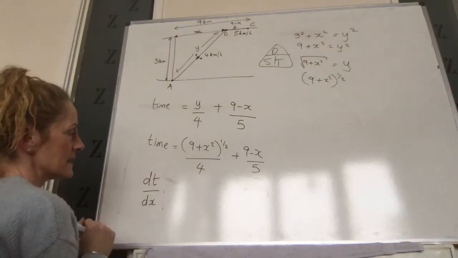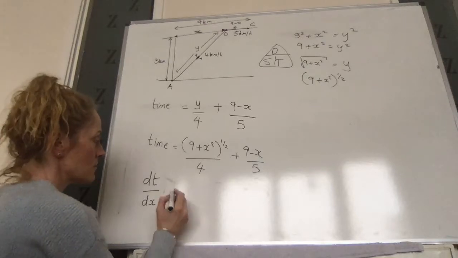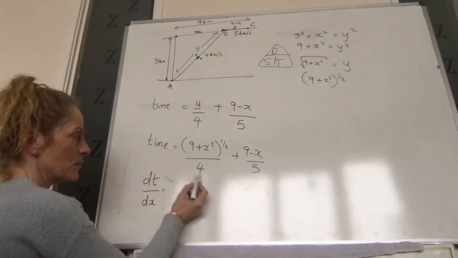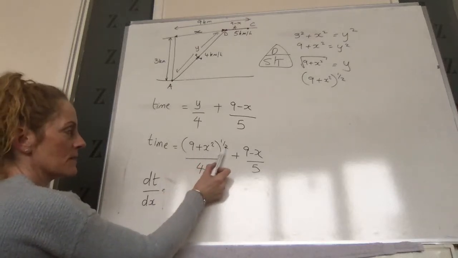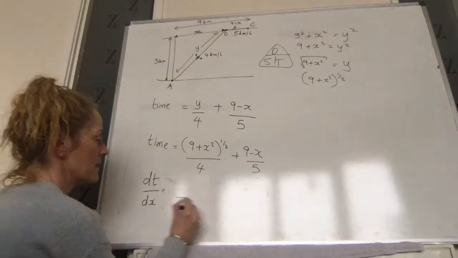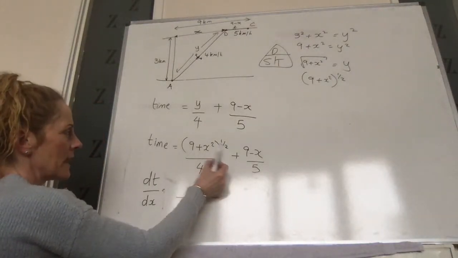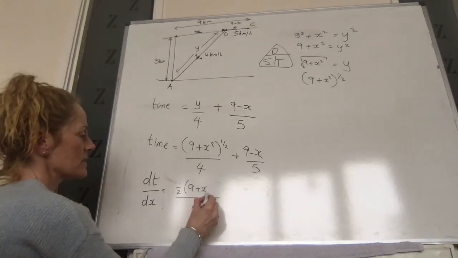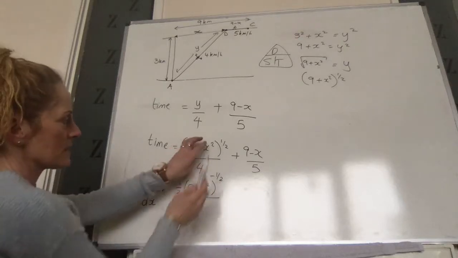So what is dt by dx? Well, the 4 and the 5 are just constants. If you want, you can regard them as a quarter as opposed to being 4. So that's really a quarter multiplied by 9 plus x squared to the power minus a half. The quarter remains, so we'll just leave the 4. To differentiate this, you get a half times 9 plus x squared to the power of minus a half. Remember, this is a u.